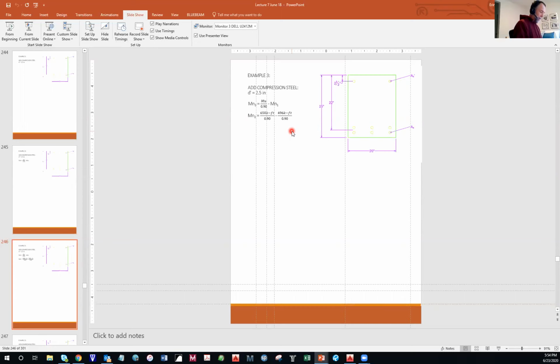Good. Okay, so see what they did. They really did the same thing, but at the bottom of page 130, they said Mn is Mu over phi, 1144 kip feet. And then they said Mn2 is Mn minus Mn1, 1144 minus 893, and that equals 250. That's exactly what you did right there, and that is what I did right here. And then from there down, they really did the same thing I did. And compression steel has yielded.